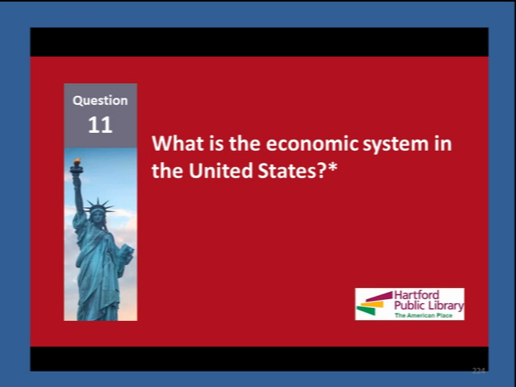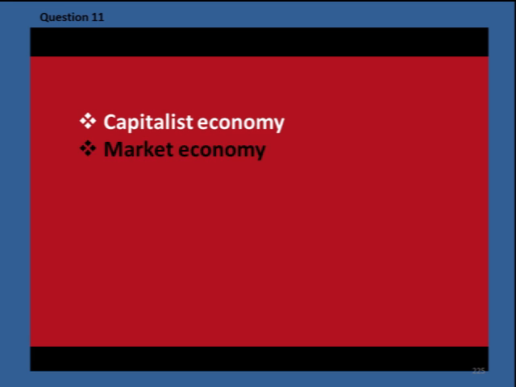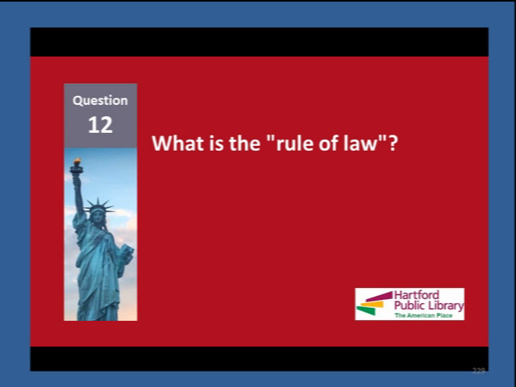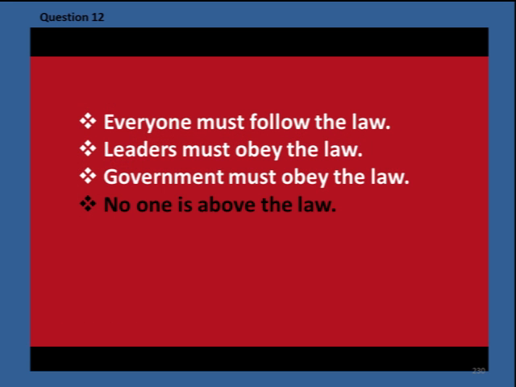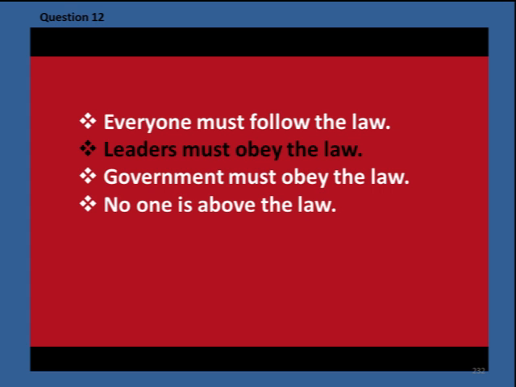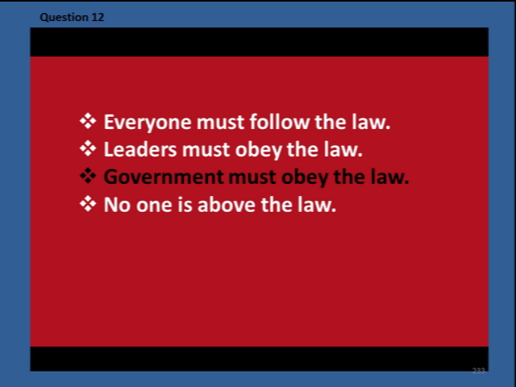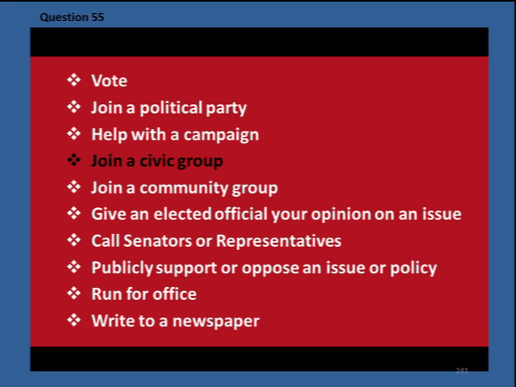Question 11. What is the economic system in the United States? A market economy. The economic system in the United States is a capitalist economy or a market economy. Question 12. What is the rule of law? No one is above the law. The rule of law means everyone must follow the law, leaders must obey the law, the government must obey the law, no one is above the law.